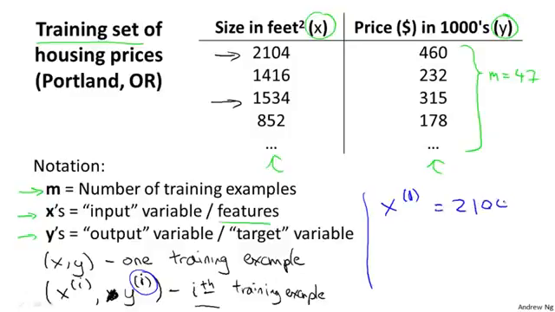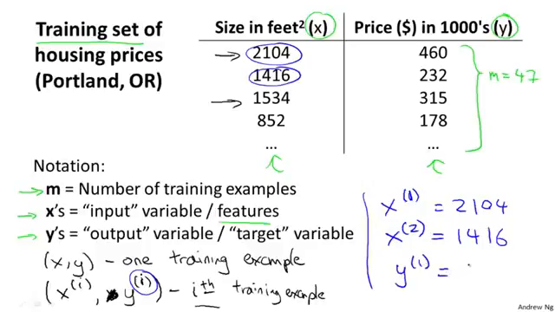That's x in the first row. x2 will be equal to 1416, right? That's the second x, and y1 will be equal to 460, because that's the y value for my first training example. That's what that 1 refers to.